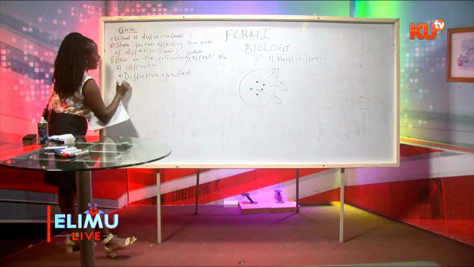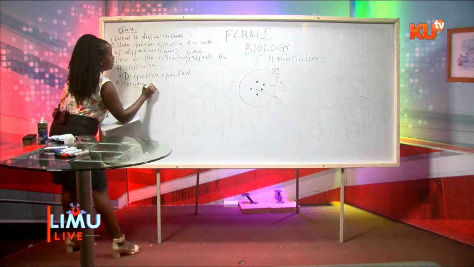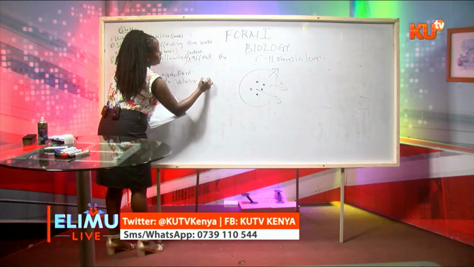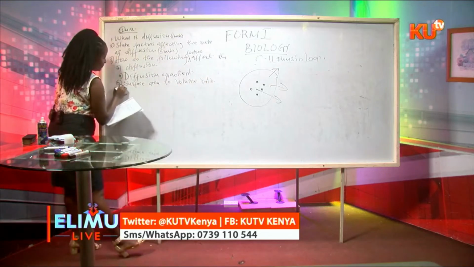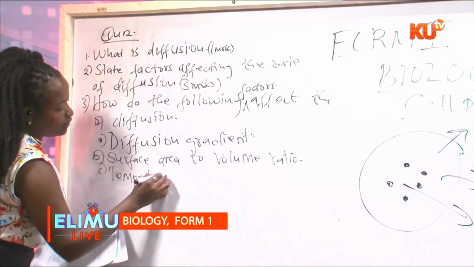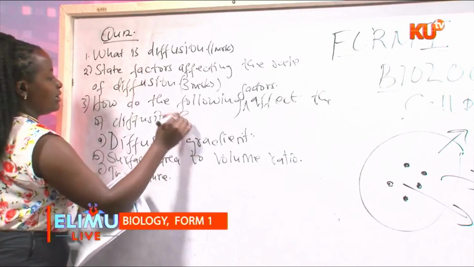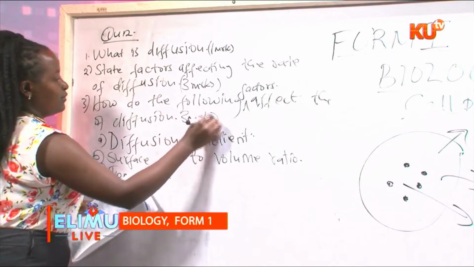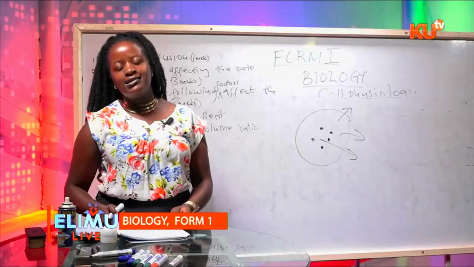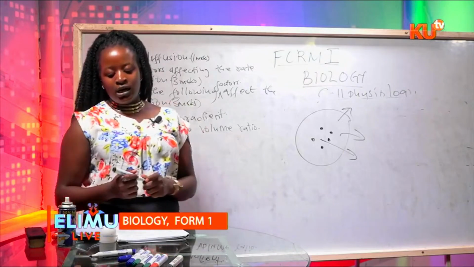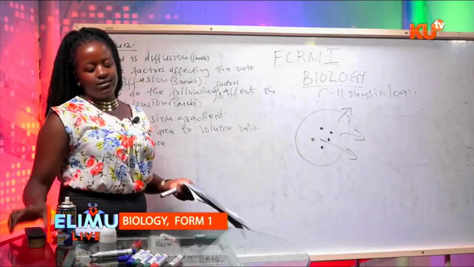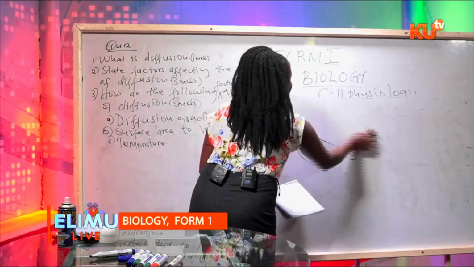Then number B, we have surface area to volume ratio. Then we have temperature. So for each of these factors, give both sides of the factor. Then these questions can also be asked in form of illustrations. You can be given drawn illustrations. We can answer these together.